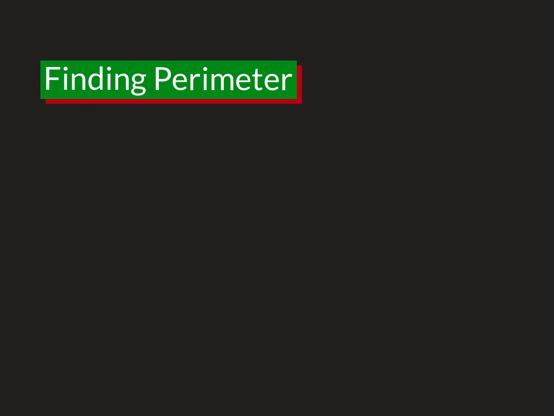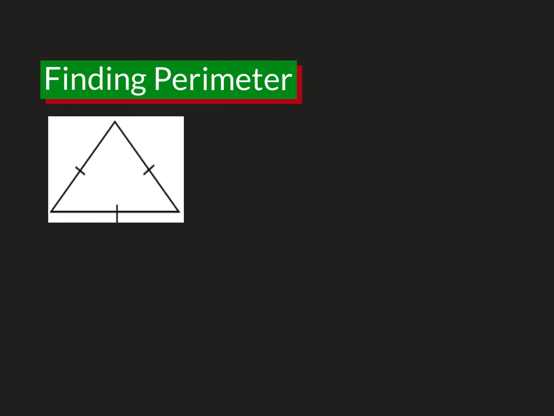Some types of triangles have sides that are the same, so you can take a shortcut. For example, we know that the sides and angles of an equilateral triangle are all the same. So instead of P equals A plus B plus C, you can use P equals 3 times the measure of one side, because they're all the same.